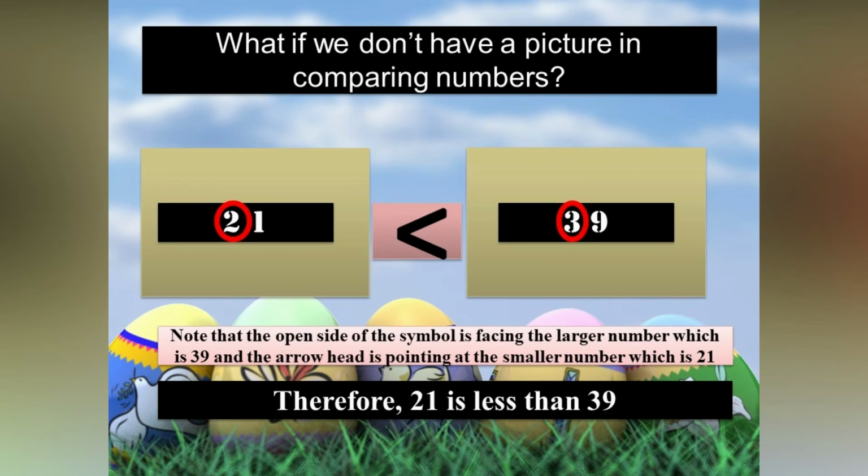To write the correct symbol, note that the open side of the symbol is facing the larger number, which is 39, and the arrowhead is pointing at the smaller number, which is 21. So we can read it as 21 is less than 39.